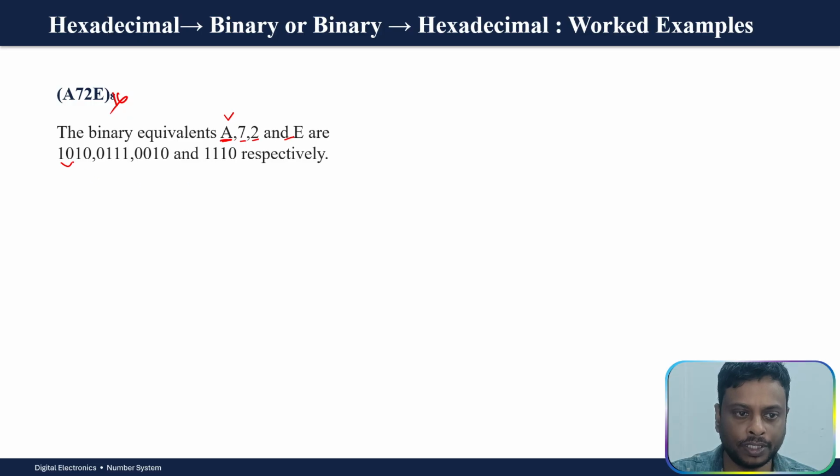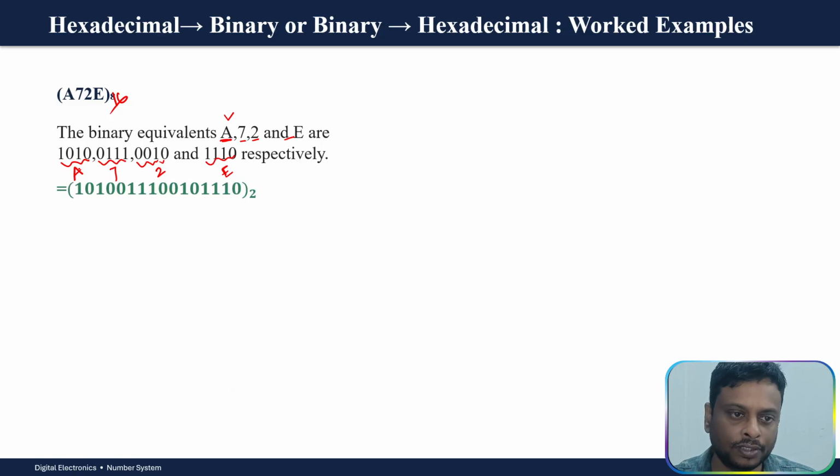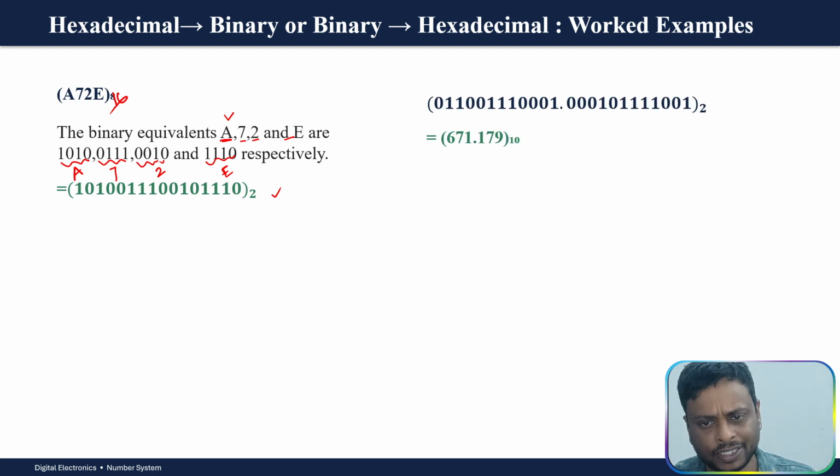Okay, this is the binary equivalent of A. You can take the 4 bits here. In the previous case, we were taking 3 bits. In this case, the difference is that we are taking 4 bits. So this is the equivalent of E, this is for 2, this is for 7, this is for A. Okay, then combine all this. So this is our result. So this is hexadecimal to binary. Similarly, binary to hexadecimal follows the same concept.